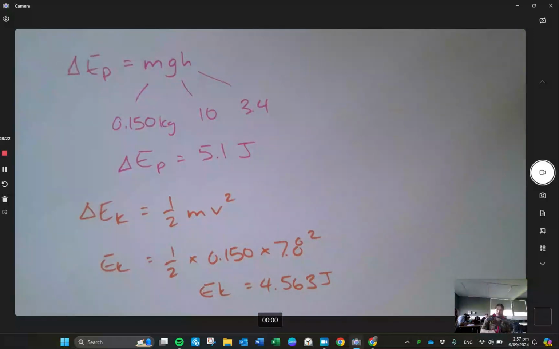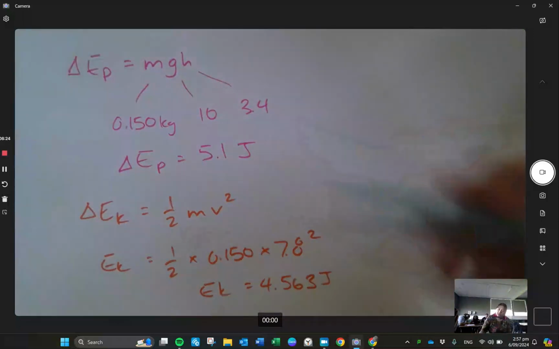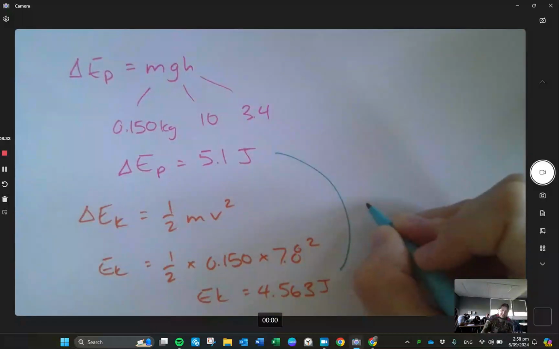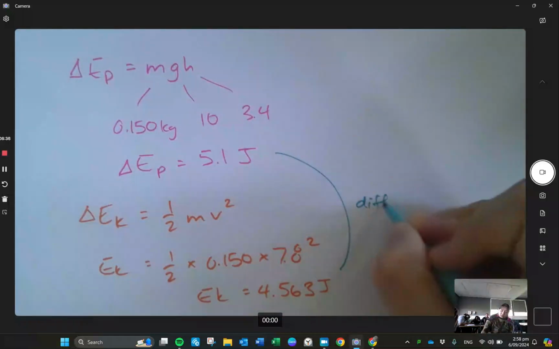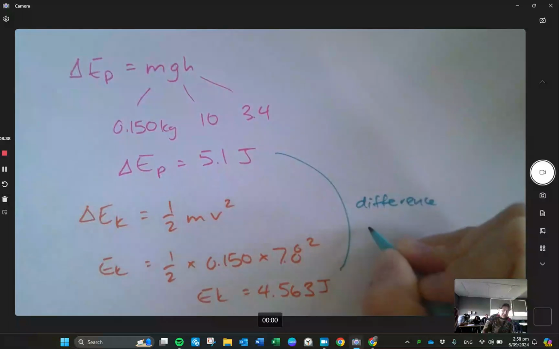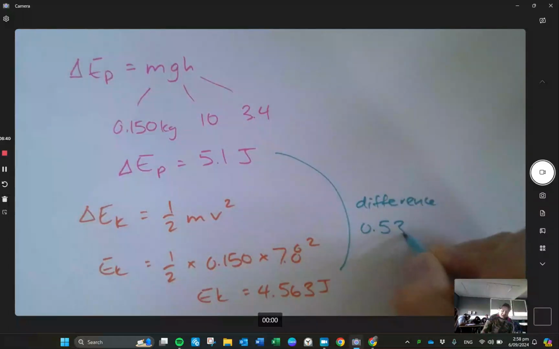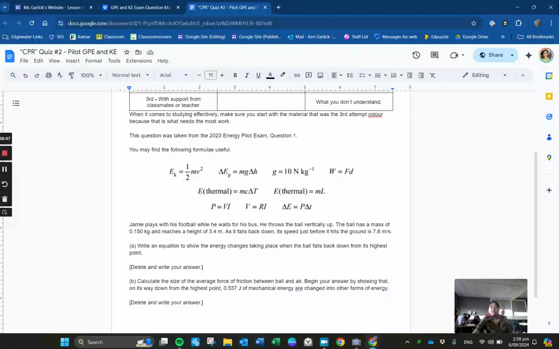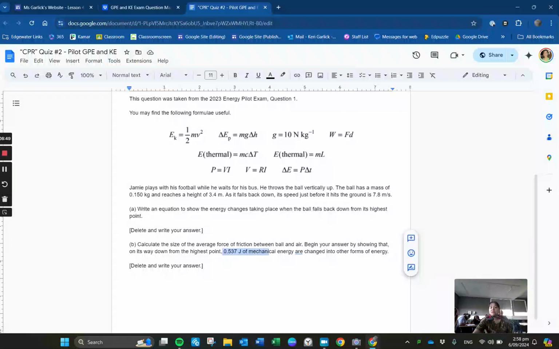the difference between the two. So in theory, it should be the same, but obviously it's not because we are losing energy to heat. So the difference that we're seeing is 0.537 joules. So that confirms the number that they have given us. Same number that they've gotten. All right, so I verify that that's the right answer.